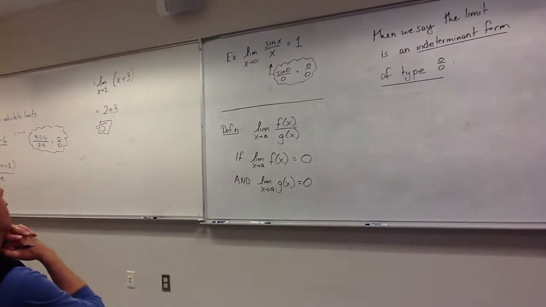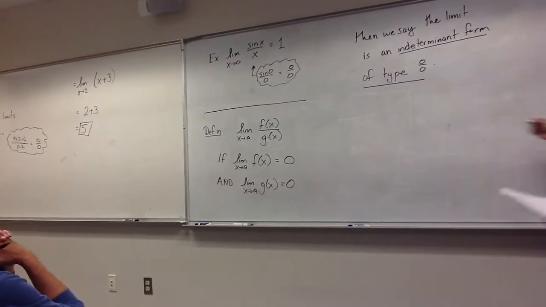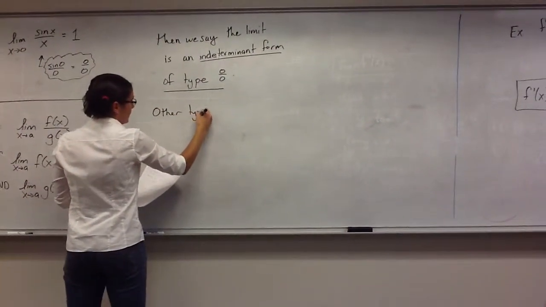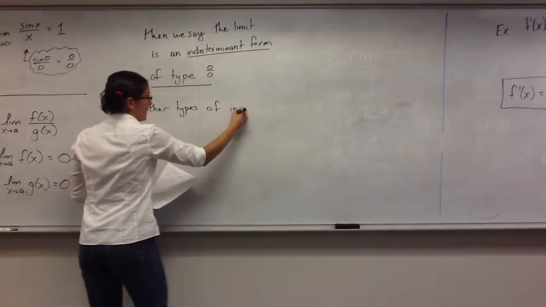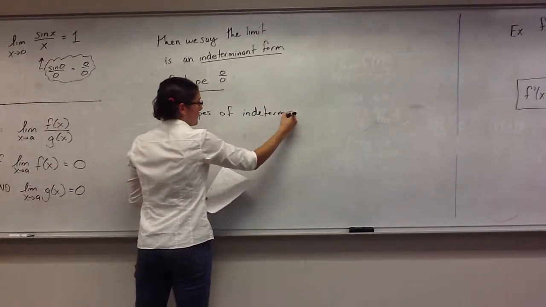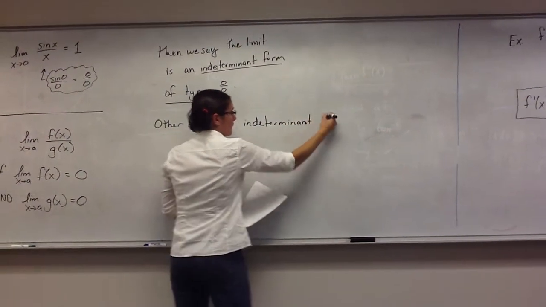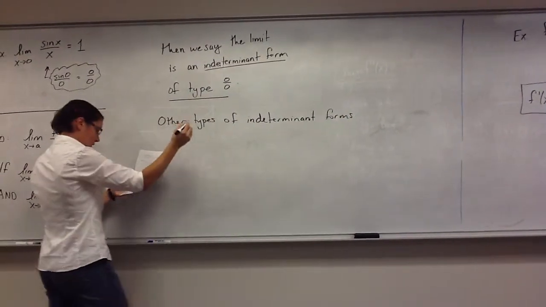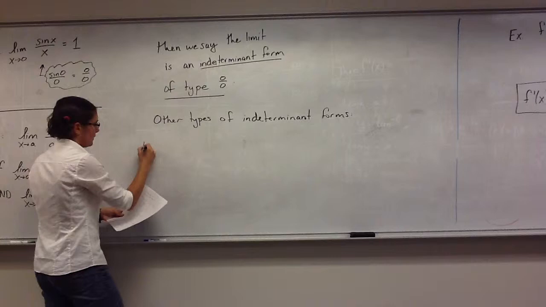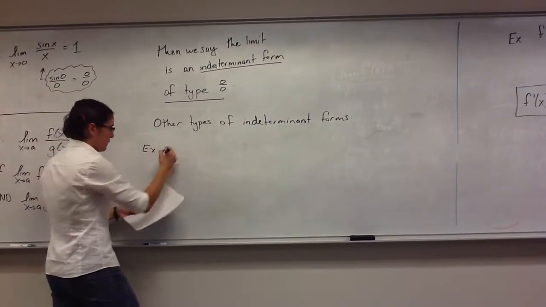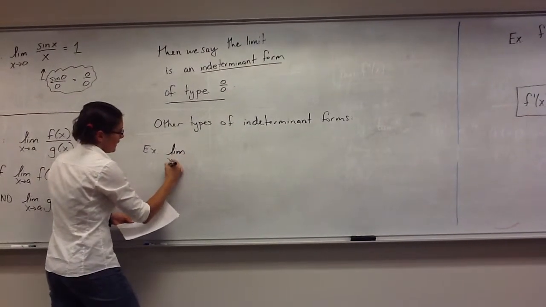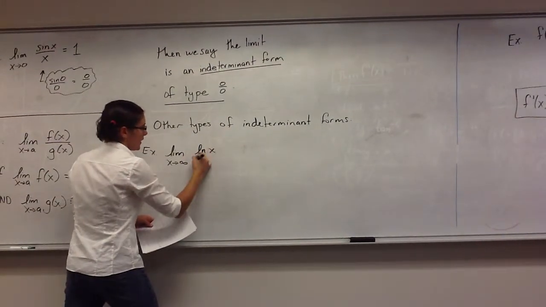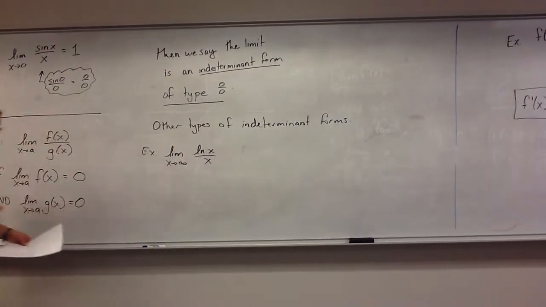We can also have indeterminate forms that are of other types. So, other types of indeterminate forms. We can have, as an example, the limit as x approaches infinity of natural log of x over x.